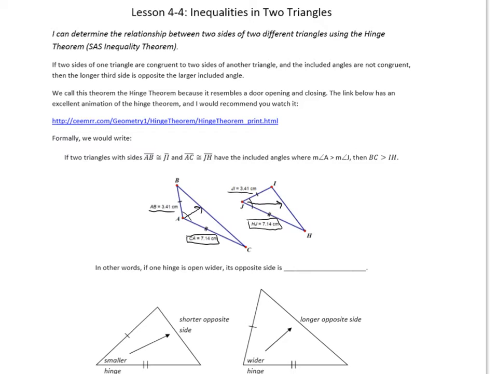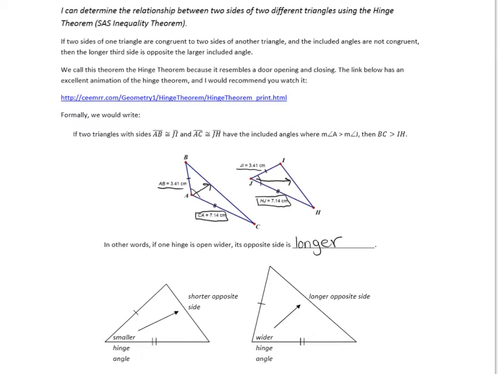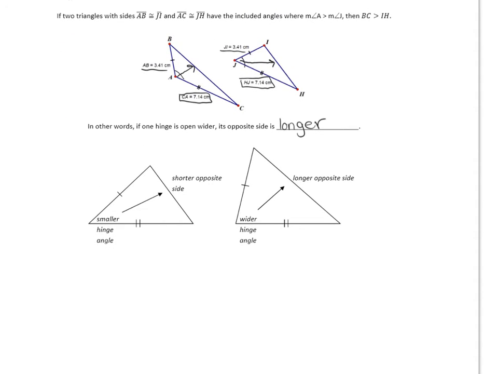So in other words, if one hinge is open wider, then its opposite side is going to be longer. Right? This is again coming back to those longer sides being paired with bigger angles. We call this the hinge theorem, and you can see this right here in this diagram. Here I've got a smaller hinge angle, so it's across from a shorter side. Here I have a wider hinge angle, and it's across from a longer opposite side.